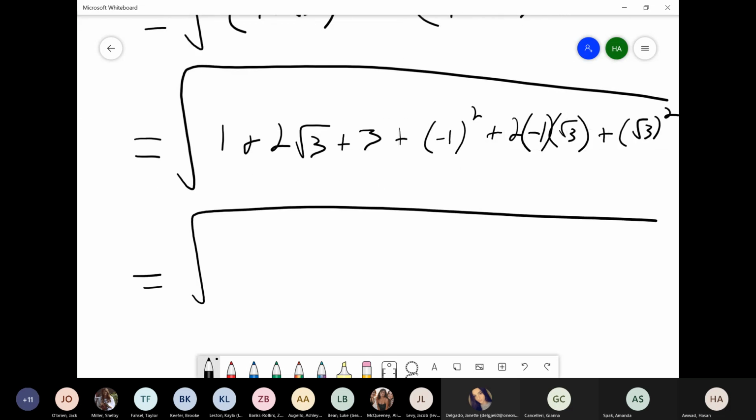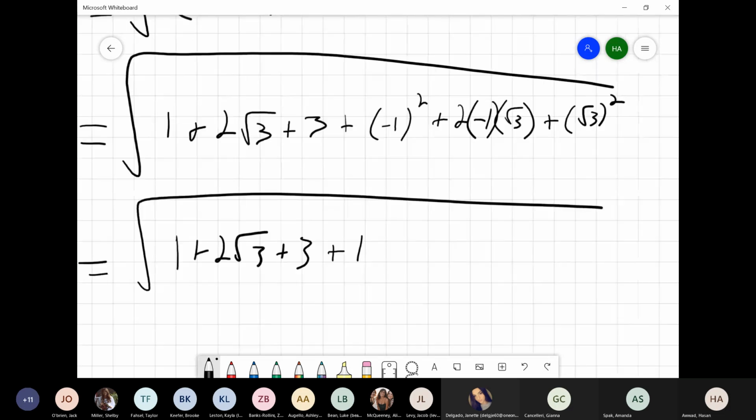We have the square root of 1 plus 2 square root of 3 plus 3. And negative 1 squared is the same thing as 1 squared, right? Negatives are going to cancel. Going back to Amanda's question, right? We have negative 1 times negative 1. That's what the square means, which means negatives are going to drop out. We're just left with another plus 1.